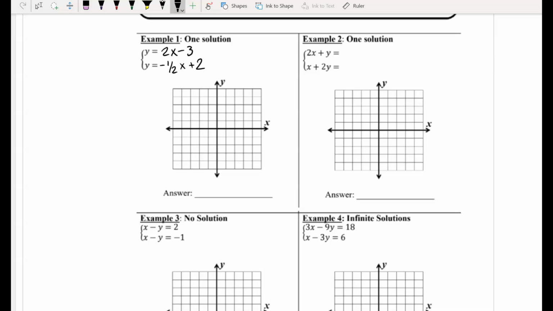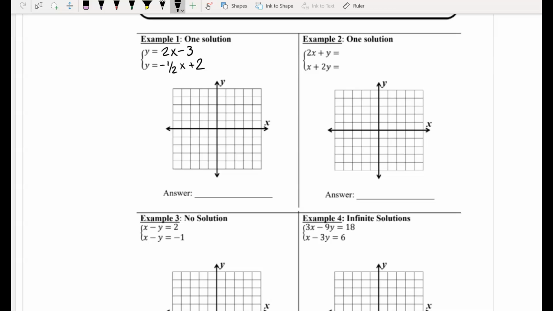Let's look at example 1, where there will be one solution to our system. Notice our system is made up of two lines, y equals 2x minus 3 and y equals negative 1/2 x plus 2. The solution must be true in both of those lines. So first let's graph them.